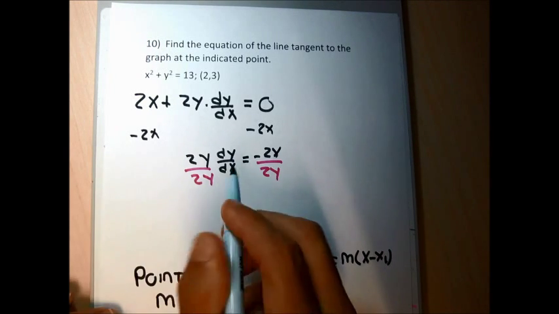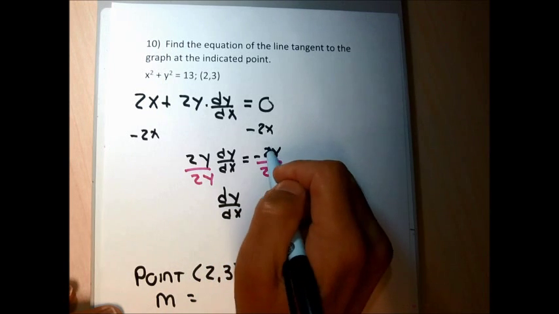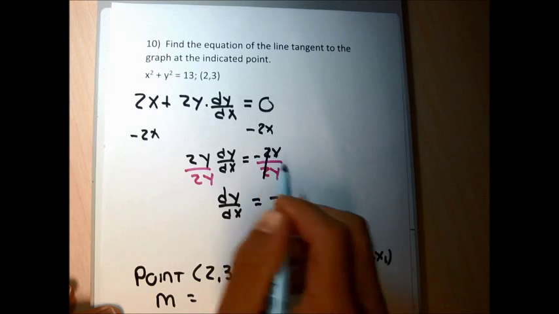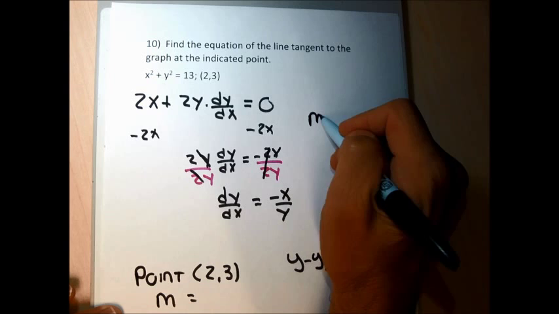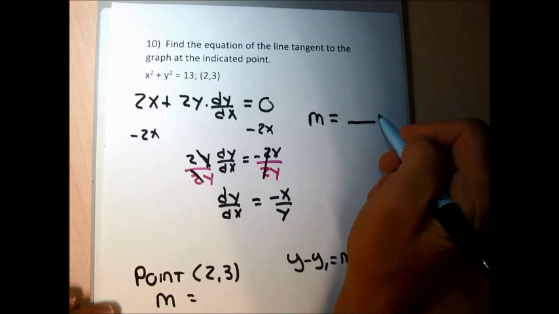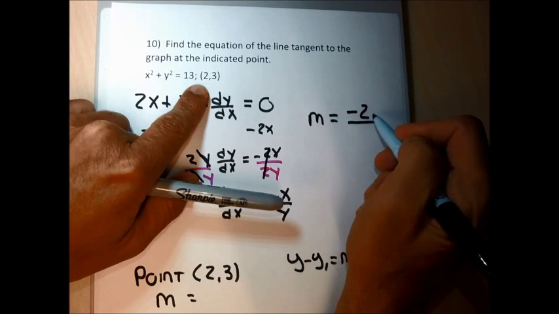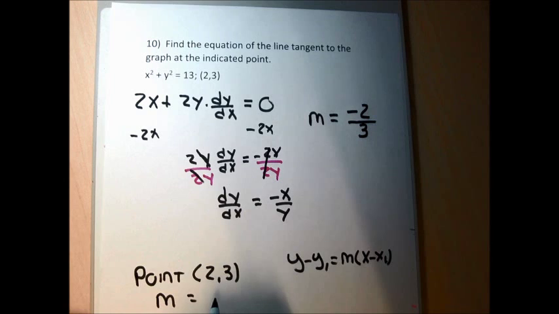On the left side, the 2y's cancel. I'm left with dy/dx. On the right side, the 2's cancel. I'm left with negative x over y. Now I can find the slope. The slope is going to equal, I'm going to plug in a 2 for the x and leave the negative sign there, and I'll plug in a 3 for the y, and that's the slope that I'm going to need then. So my slope is going to be negative 2/3.